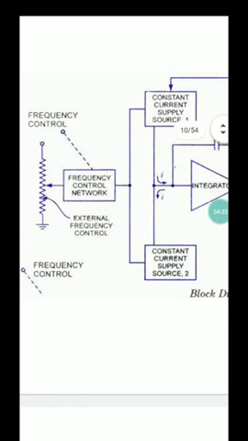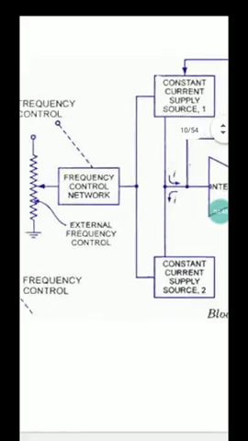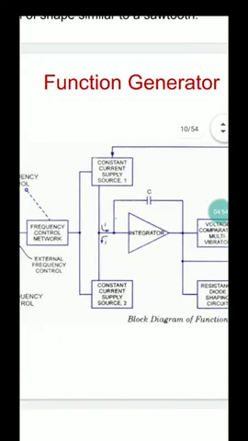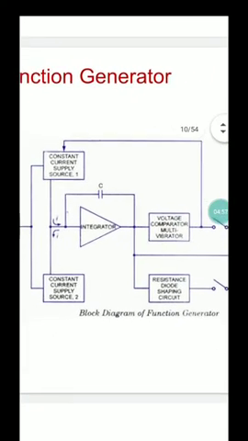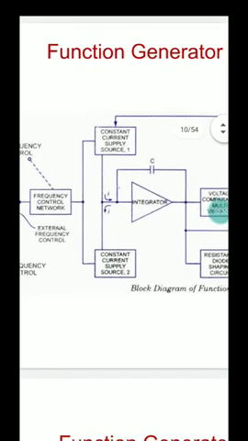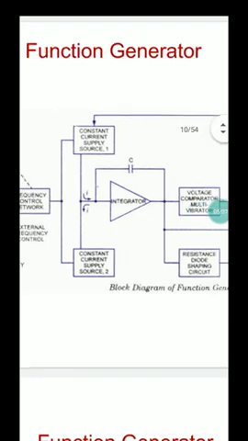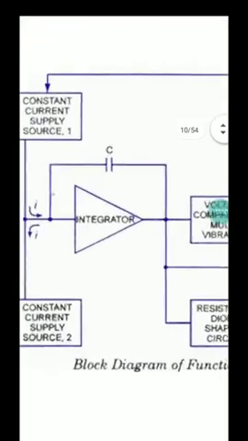Now how it works: this frequency control network has got a knob that helps you change the frequency of any function that is being produced, right? This frequency control can be done internally or externally. So this frequency control network just helps you to change the frequency of the signal that you want to prepare. Now what happens when you turn it on? The frequency control network is connected to CCS1 and CCS2. CCS1 and CCS2 operate.